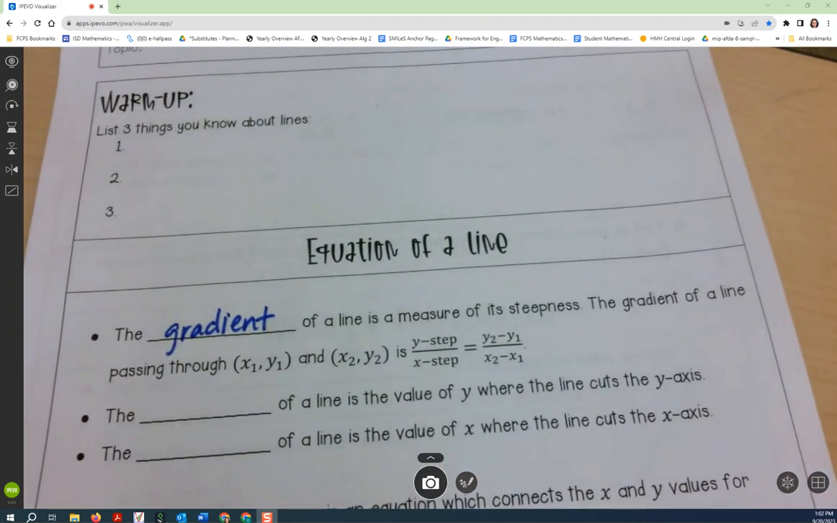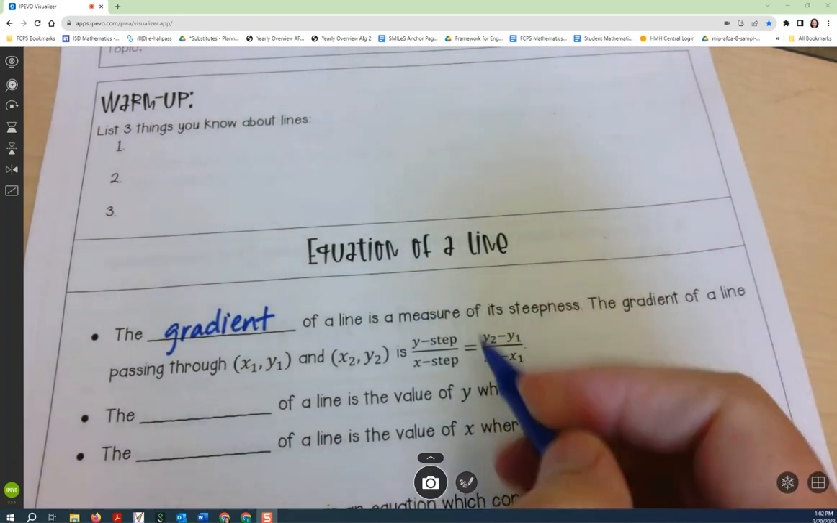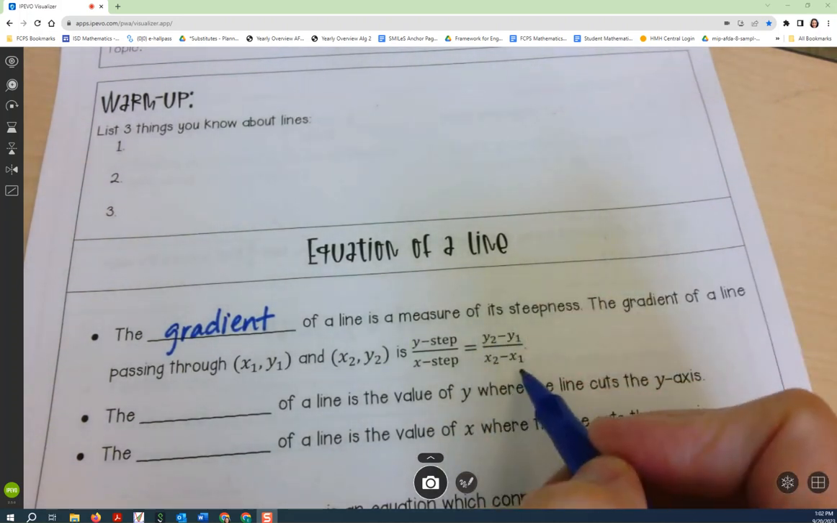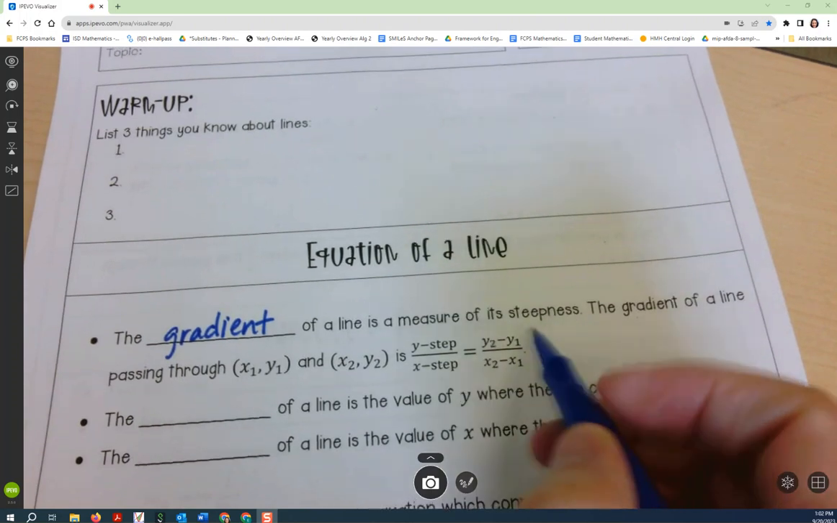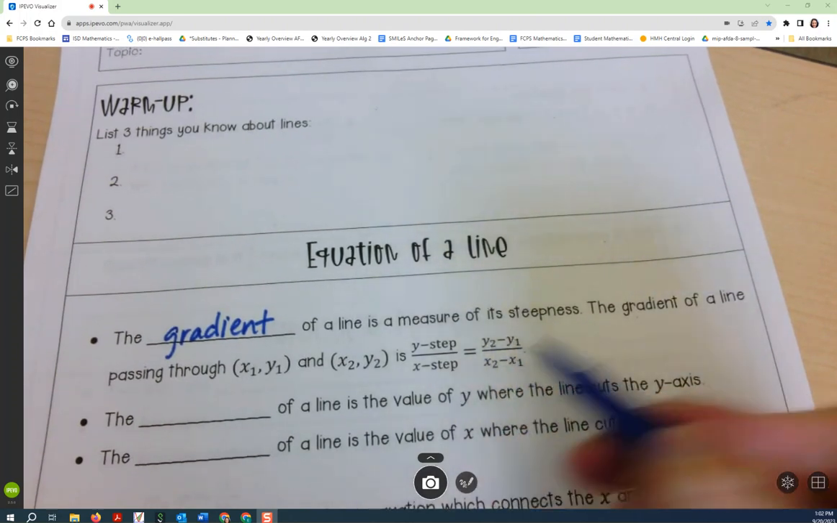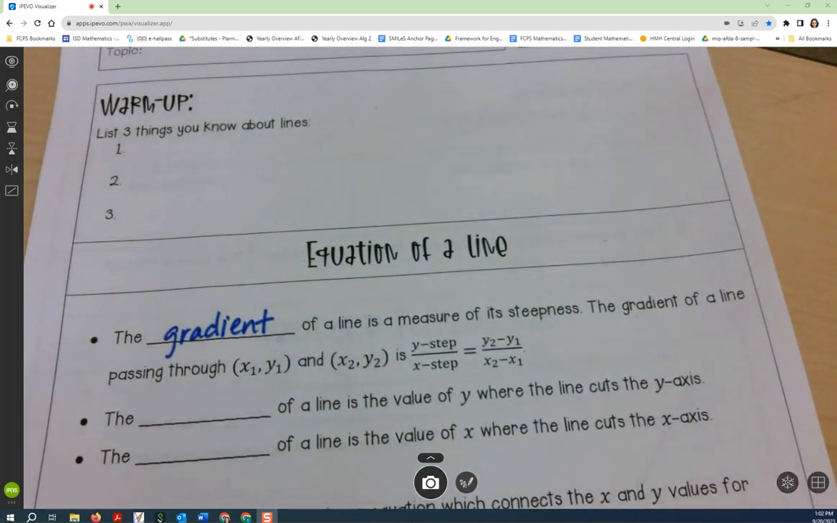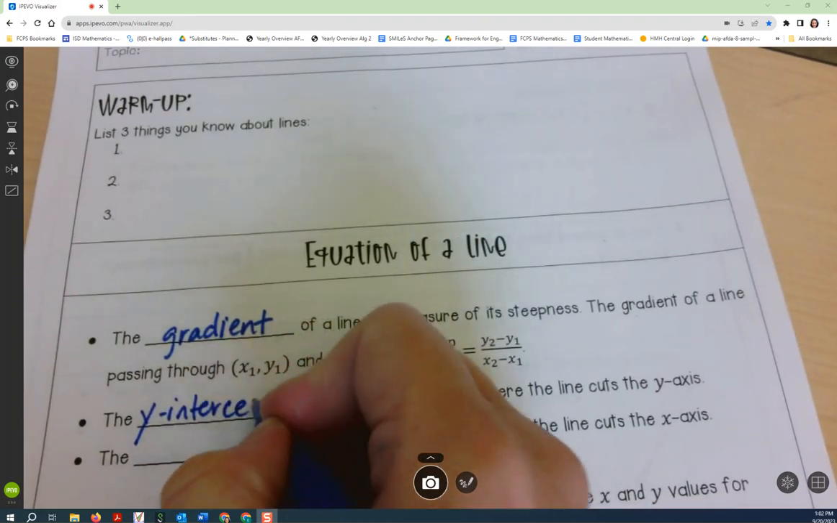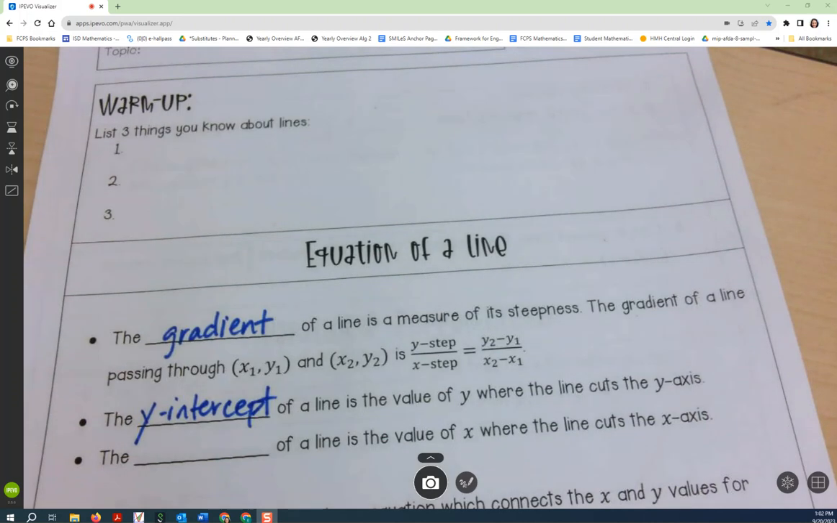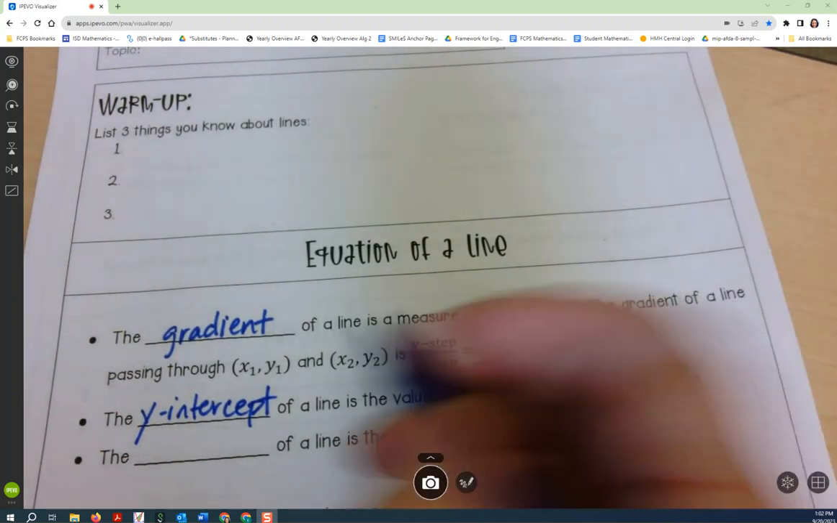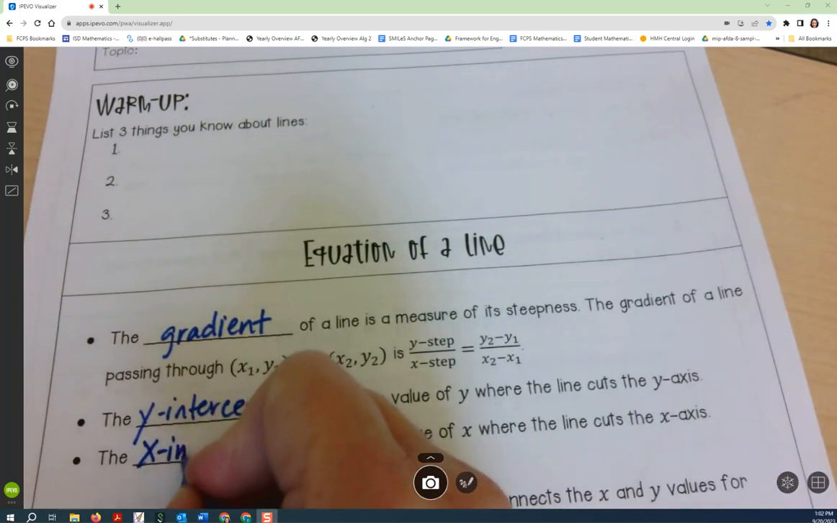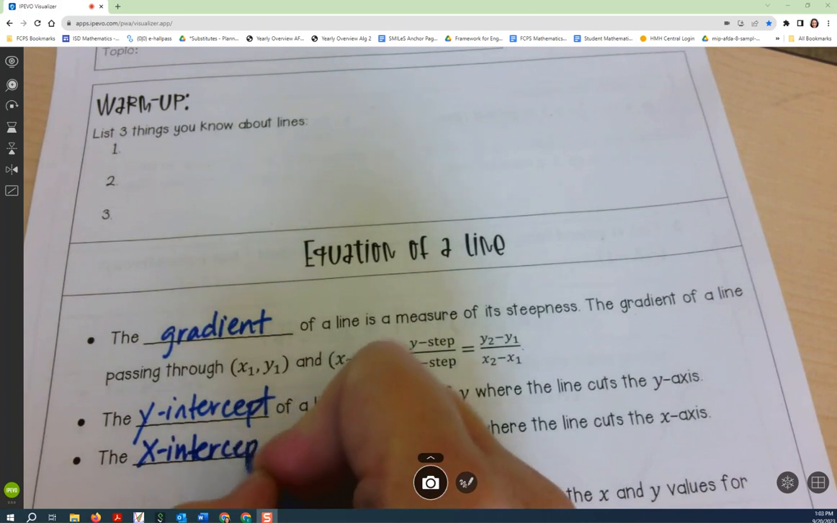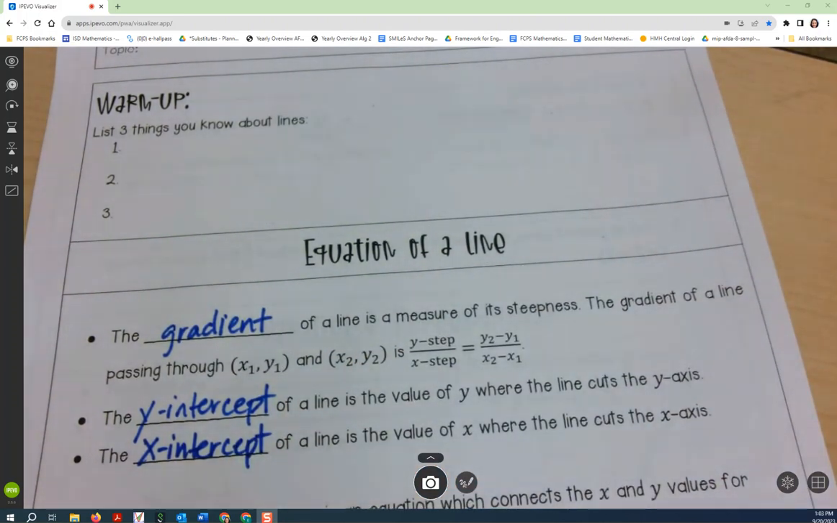And the gradient measures the line's steepness, and it can be measured with the slope formula, the gradient formula, which is just the change in y divided by the change in x. The y-intercept is that point where the line crosses the y-axis, and the x-intercept is that point where the line crosses the x-axis.